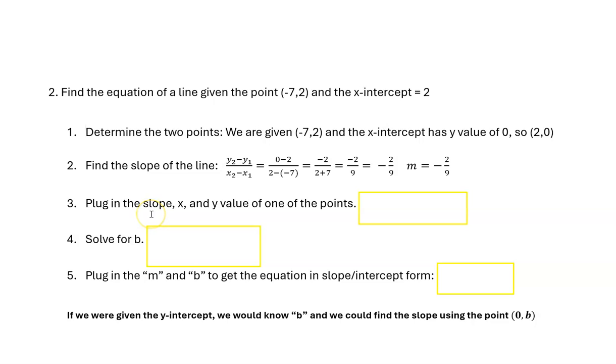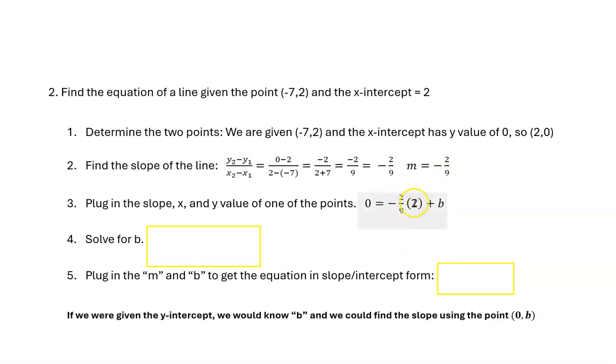Now I'm going to plug in the slope, the x and the y values of one of the points. I just did one in this example because I did both before to show you that it didn't matter. But in this case, doesn't it look easier to plug in a 0 than to plug in all that? So I'm going to use that second point. Our y value over here is 0, and our x value is 2, and our slope was -2/9.